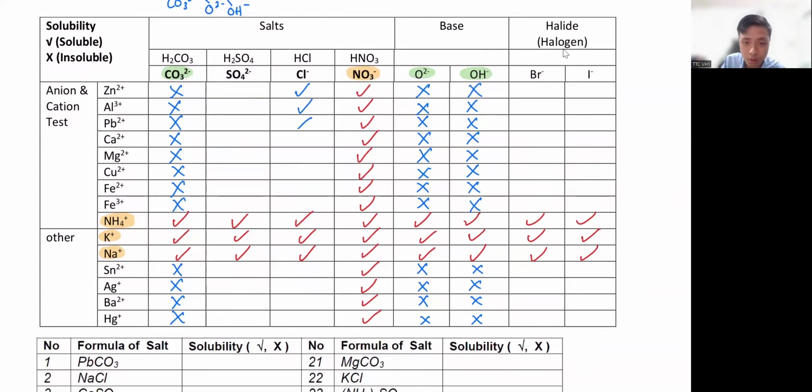Pb plus insoluble. Wait, I'll highlight with the other color. So tick, tick, cross, tick, tick, tick, tick, all soluble, except three. So 1, 2, 3 are insoluble.